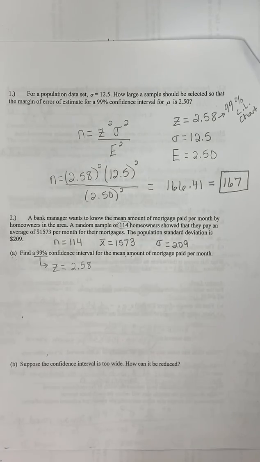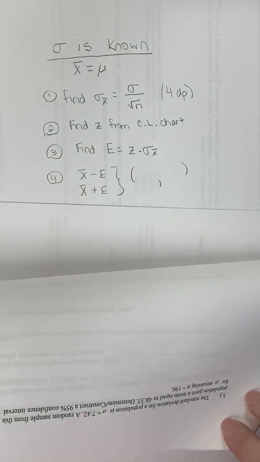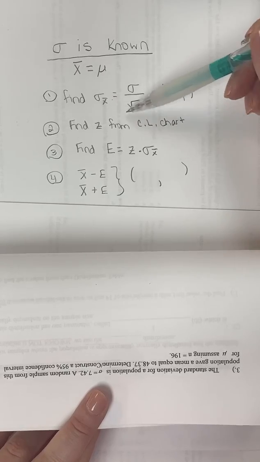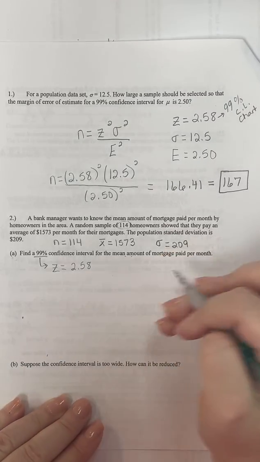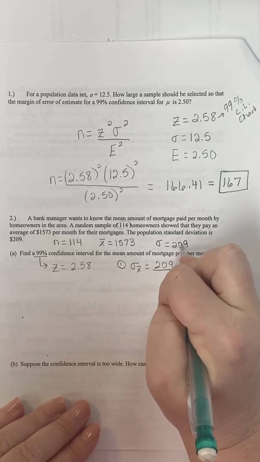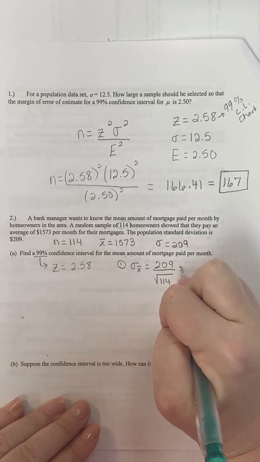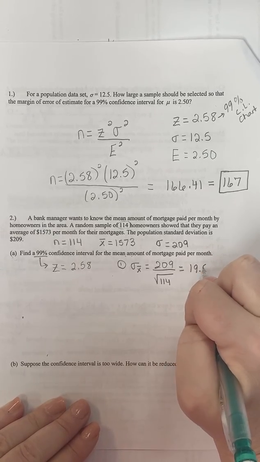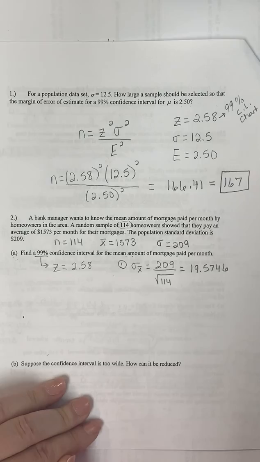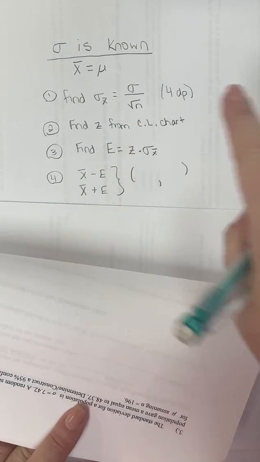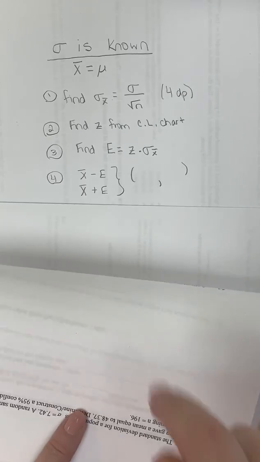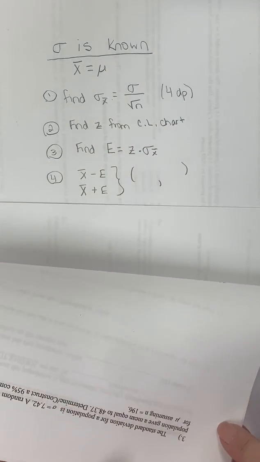Okay, so if I flip back to my little cheat sheet here for when sigma is known, first thing I want to find is sigma X bar. So I'm going to use this information. Sigma X bar is sigma over the square root of n. And I'm going to go out 4 decimal places. That's going to give me exactly what I need. Number 2 says find Z from the confidence level chart. Well, we already did that, so I guess we can call that step 2. Step 3, find your margin of error. We want to multiply them together.